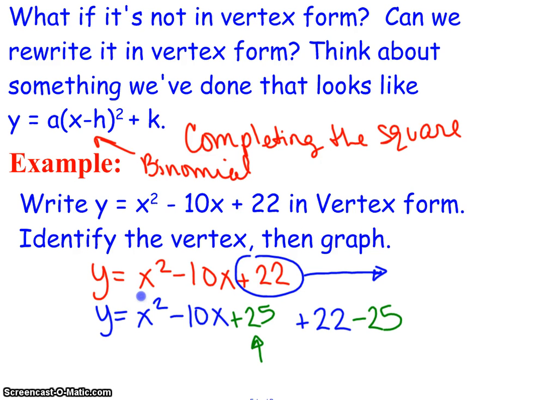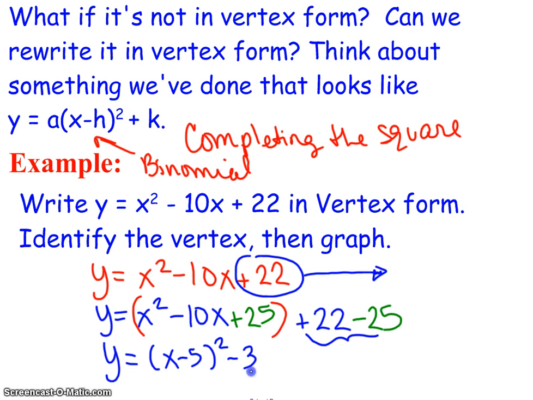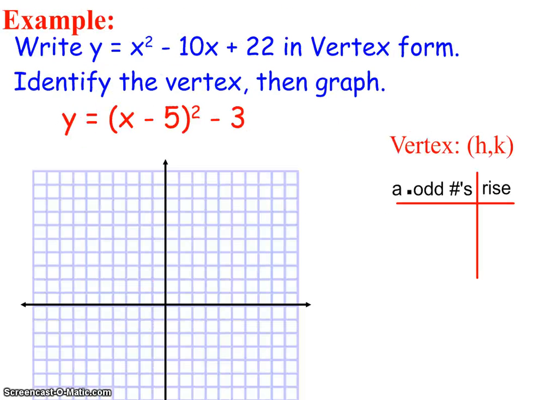Now, you just created a perfect square trinomial. Rewrite it as a binomial square. What goes in the inside? Remember, it's half of negative 10, so negative 5. When you add 22 minus 25, what do you get? Negative 3. That ends up being your k. All right, now we're ready to graph. Let's take a look.